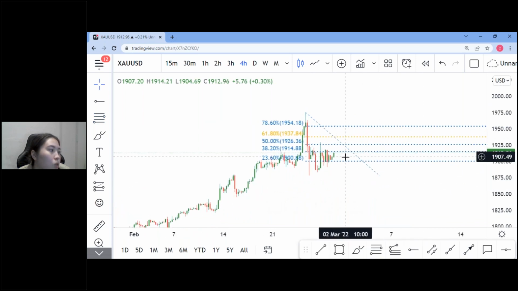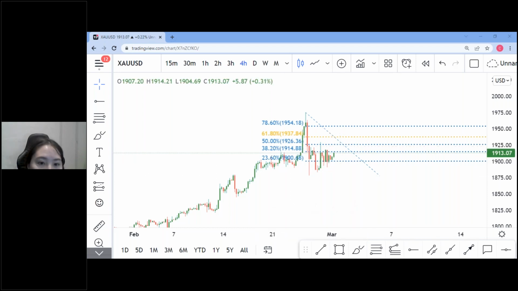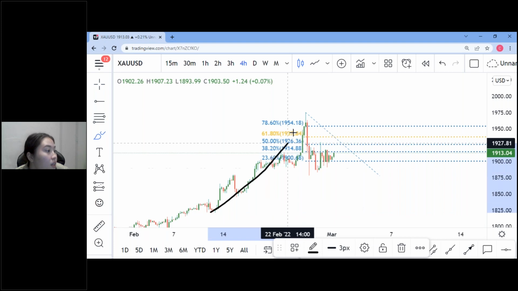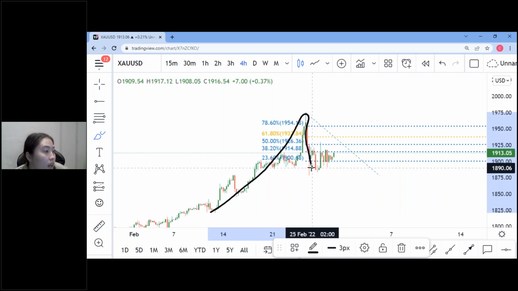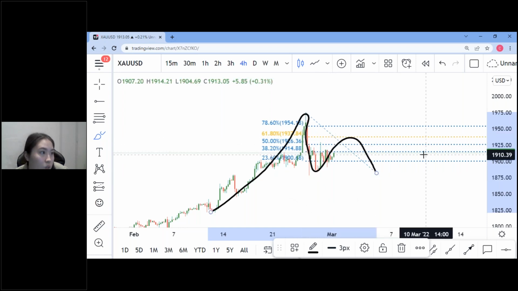Right now, do you guys still think 23.6% is relevant? What happens after reversing? Edwin is asking. After price has reversed from here, we're going to find where the next reversal is. Price already reversed from the 50%. Now we're going to try to forecast where the next reversal is.